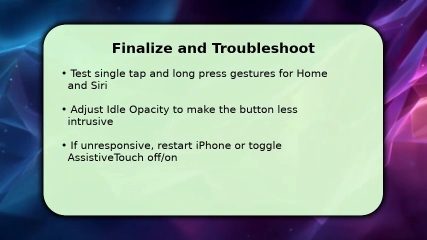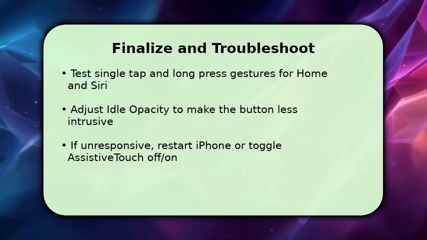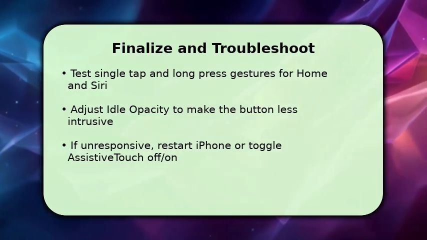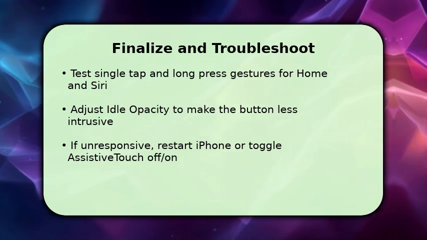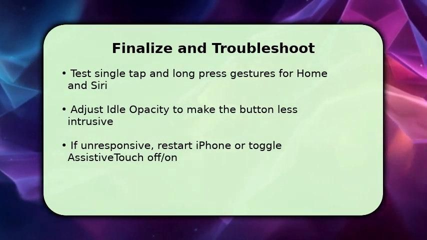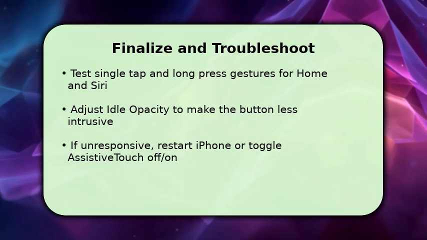With Home assigned, test a single tap to return to the home screen and a long press if you configured Siri or other actions. Make sure it behaves as expected. If it feels too visible, reduce idle opacity in Assistive Touch to fade the button when idle.